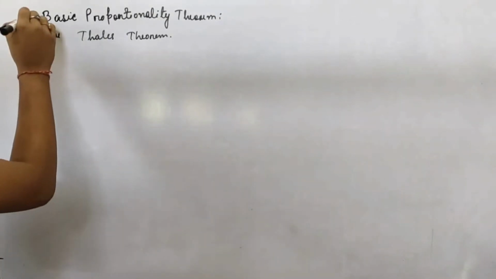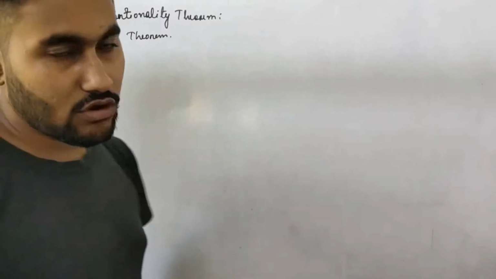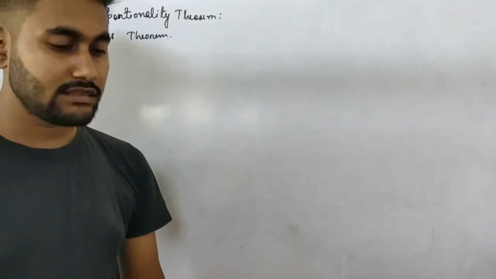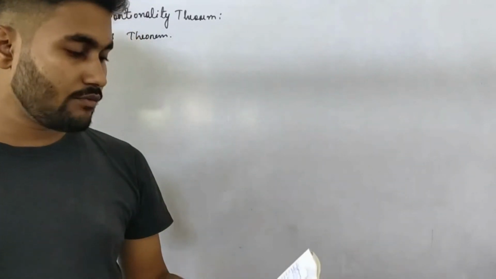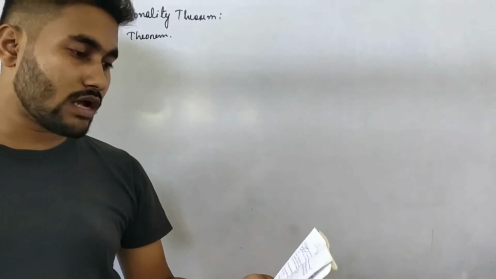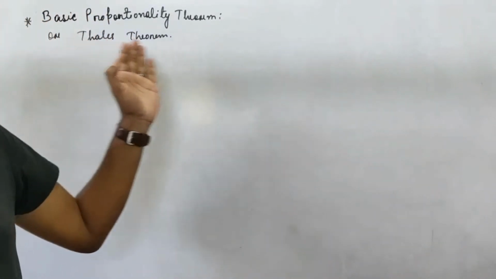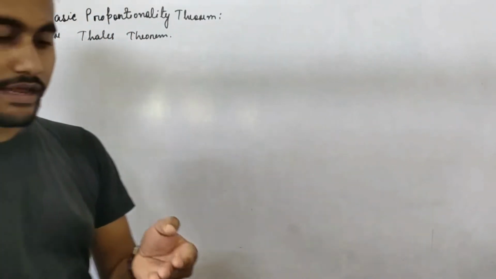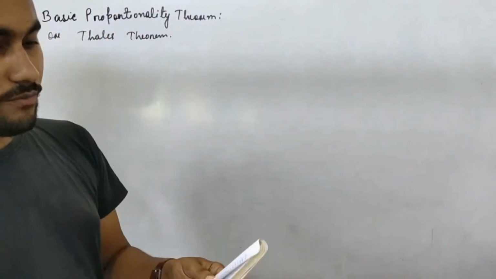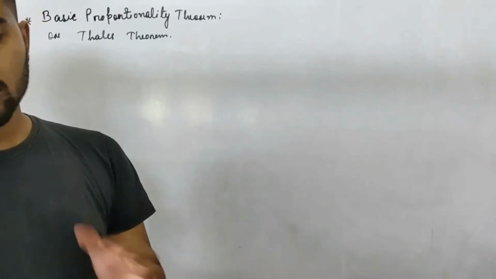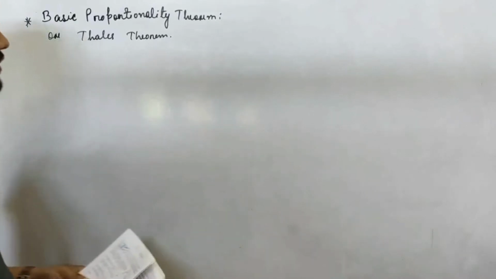So a question may come directly in your exam: prove the basic proportionality theorem, or prove the Thales theorem, or the question may come directly as it is given in the book, theorem 6.1. Prove that if a line is drawn parallel to one side of a triangle to intersect the other two sides in distinct points, the other two sides are divided in the same ratio. So the question may come in any way. Either they will give the name directly, or this statement. So let us start the proof.